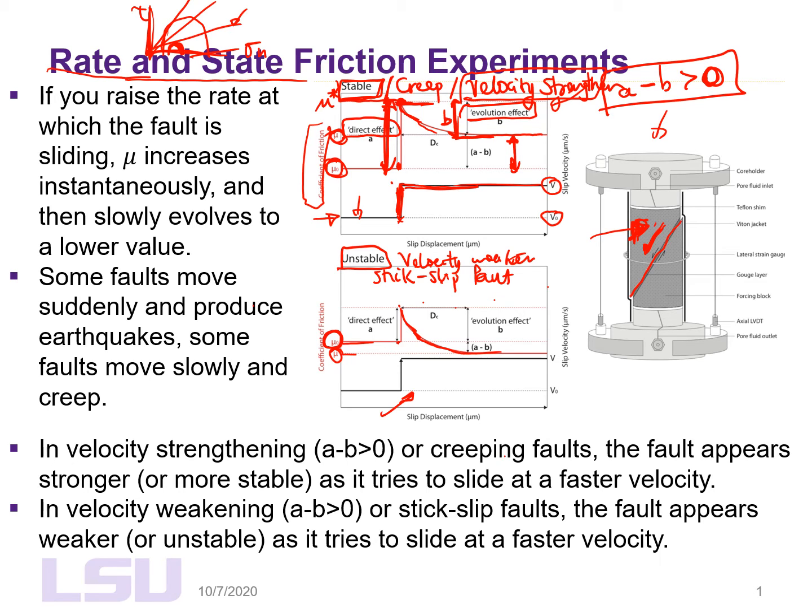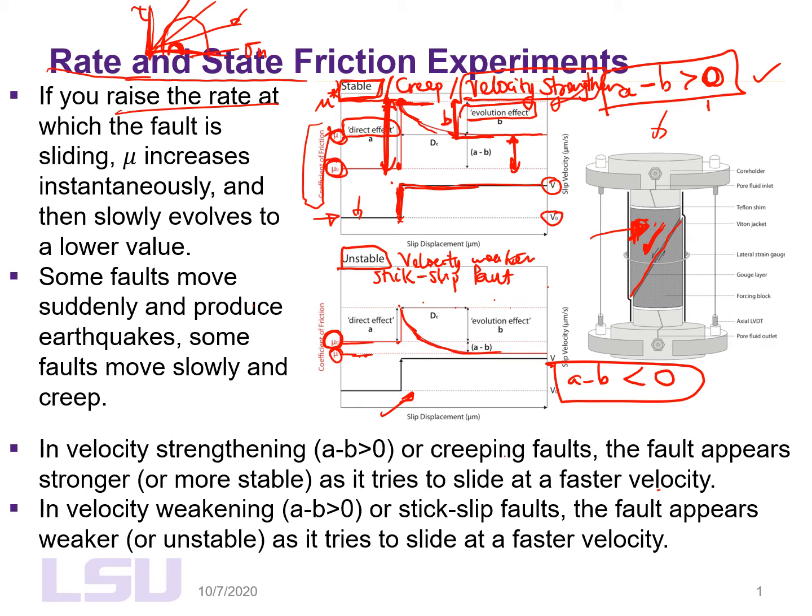So mu at the end of the experiment is actually less than mu naught, meaning a minus b is now less than 0. Previously it was greater than 0. Now it's less than 0, and it's because the b was bigger than the a, right? And like I said, this tends to produce earthquakes. And this is all that's discussed here.